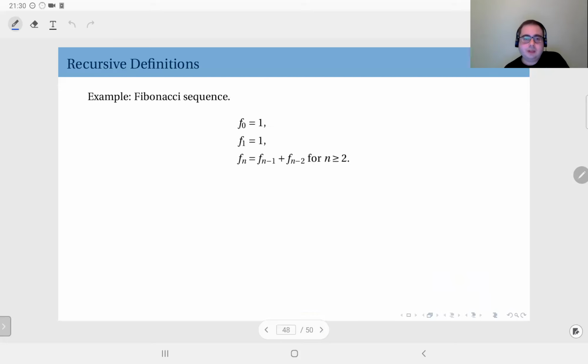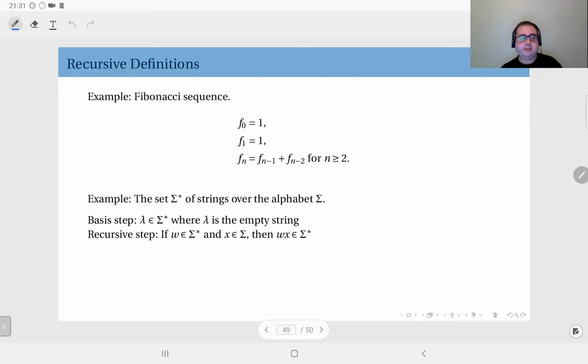Another example, again, a very classical example is, of course, the Fibonacci sequence. Now here you see my base step consists of two definitions. Okay, so I have two elements in my base step, the values for 0 and 1. So f0 is defined as 1, f1 is defined as also 1, and fn is defined as fn minus 1 plus fn minus 2. Okay.